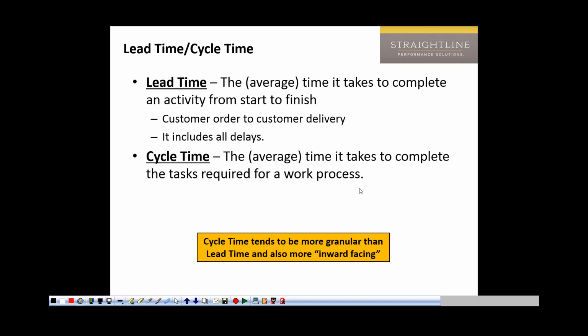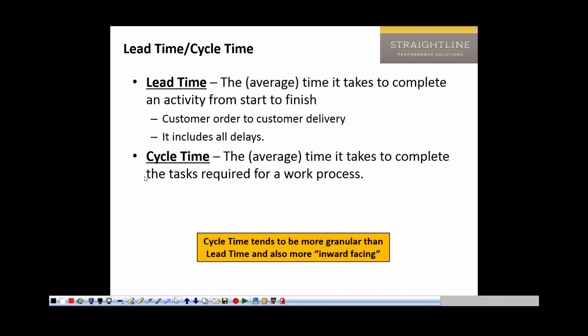Okay, if we go forward a couple slides to slide 21, let's take a look at lead time. So lead time is the average time it takes to complete an activity from start to finish. So lead time includes all the delays. And that's important because, again, the customer feels the lead time. If you make an order from Amazon, you place your order, you're looking at how long it takes to get to your door. You really don't care how long Amazon is taking to process it or things like that. You care about how long it's taking to get to you.